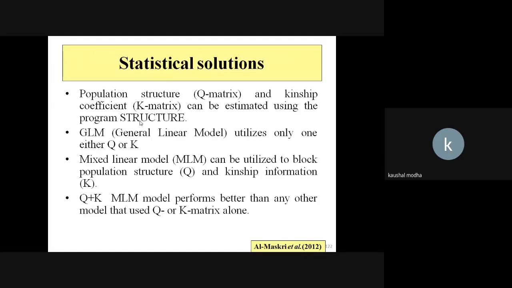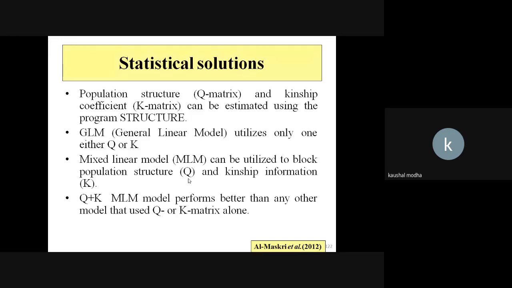Now, there are two models used in association mapping. One is called general linear model. This general linear model only utilizes Q, that is either population structure or genetic relationship, to avoid the false positive. That is called general linear model. Single, either of these at a time, only one, either population structure or kinship. In mixed linear model, which is much better, they utilize both population structure and kinship to avoid the false positive statistical solution.